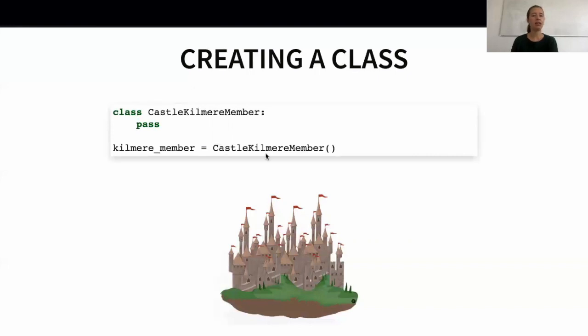To actually create an object that is an instance of the class, we need to instantiate the class. This is also simple, as can be seen here. So far, our Castle Kilmere member class is boring and not very useful. We need to add some attributes and methods to it to make it more interesting.